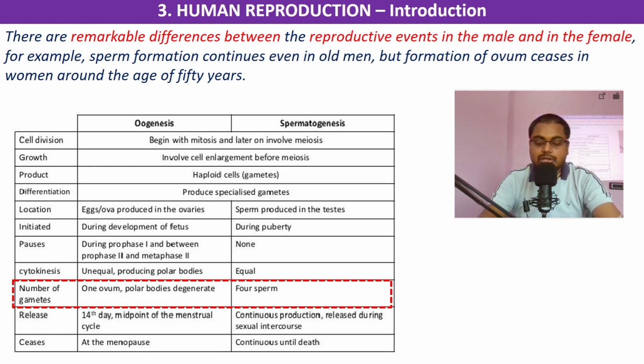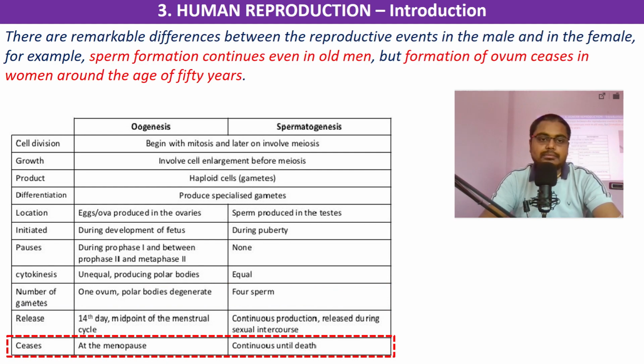क्या है difference? So here it is mentioned, for example, the sperm formation continues even in old men, but the formation of the ovum ceases in women around the age of 50 years. तो 50 years के बाद इसीलिए it's very difficult for a woman to get pregnant, क्योंकि जो ओवम है, ओवम का रिलीज वो स्टॉप हो जाता है. That is technically termed as menopause. So oogenesis, that is ovum निकलना बंद हो जाता है at menopause. लेकिन spermatogenesis, that is the sperm production, it continues until the death of male.